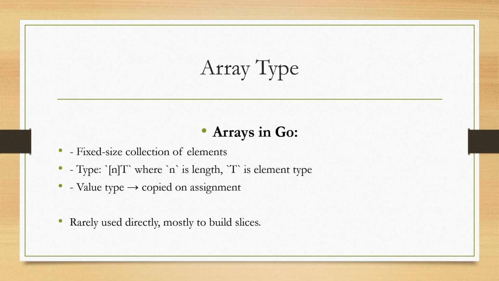Let's say you have an array and you assign it to another variable. Go will copy the entire array. So if you change the second one, the first one stays the same. They do not share the same memory. This is very different from some other languages where arrays are reference types.